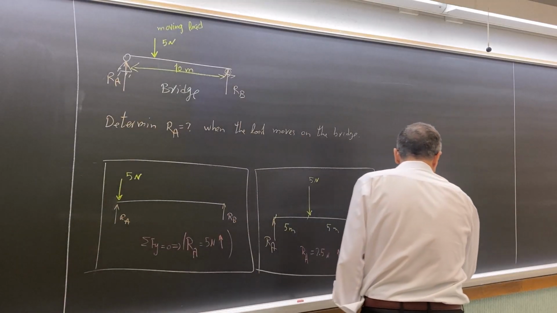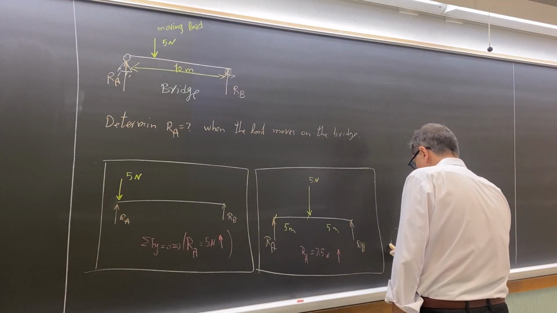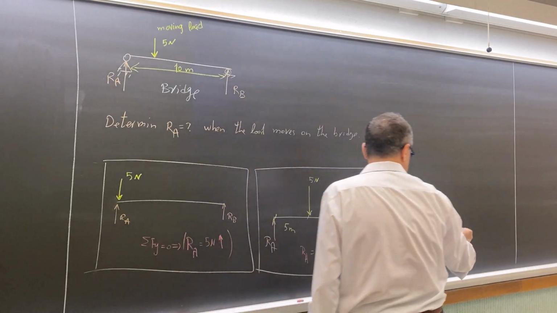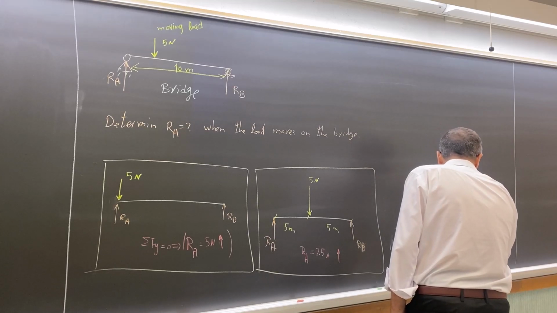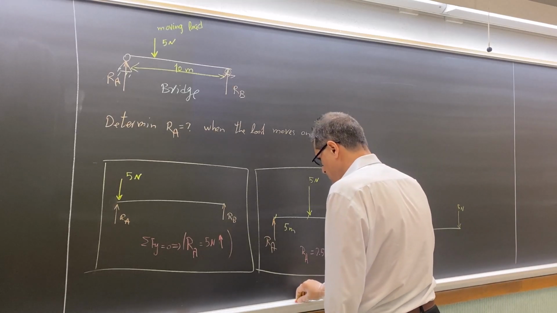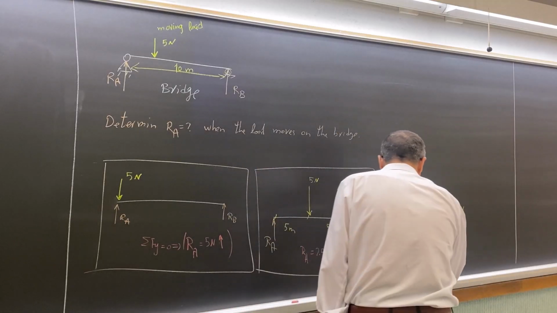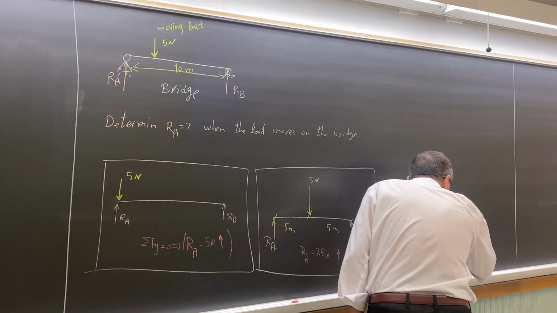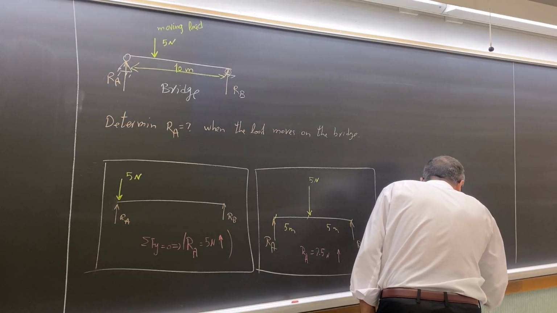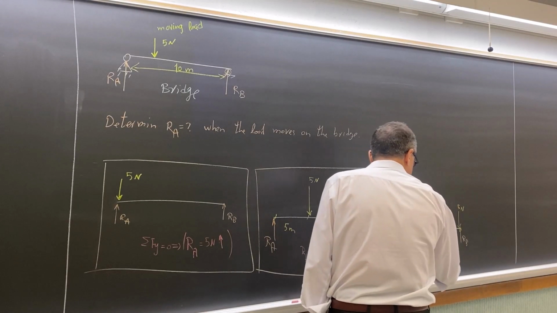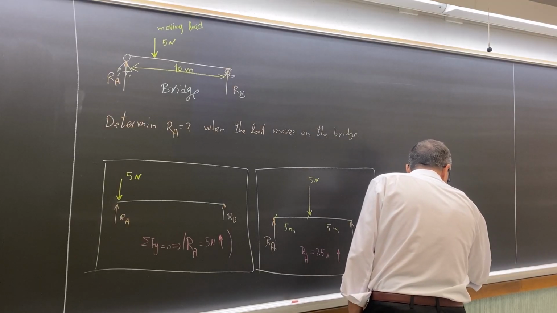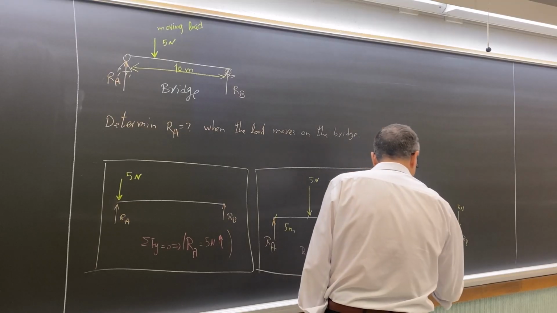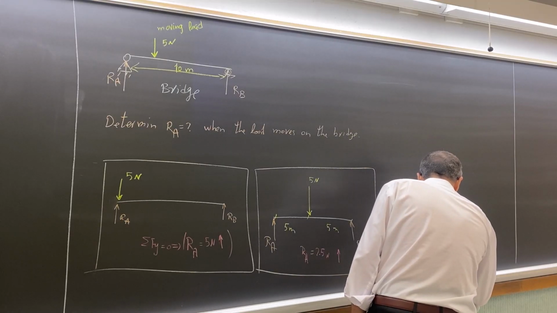And then, again, the load moves to the end, right on the reaction B. So this is RA, RB. Now, how much is RA? 0. So in this case, RA is 0.